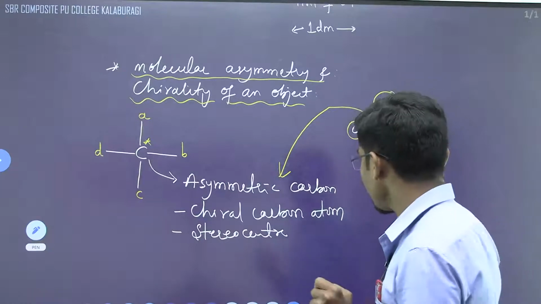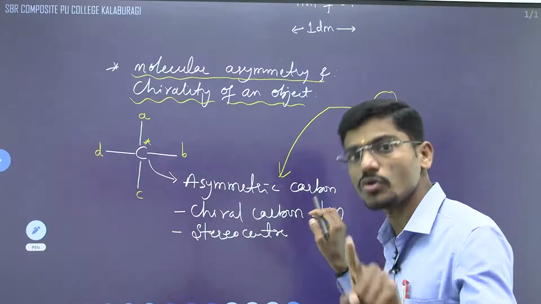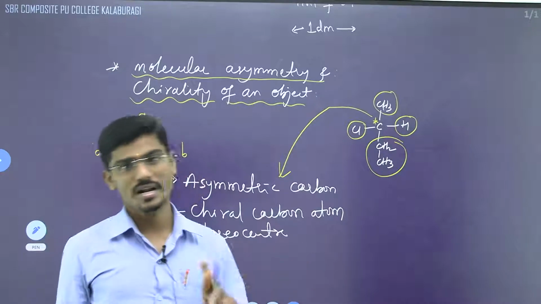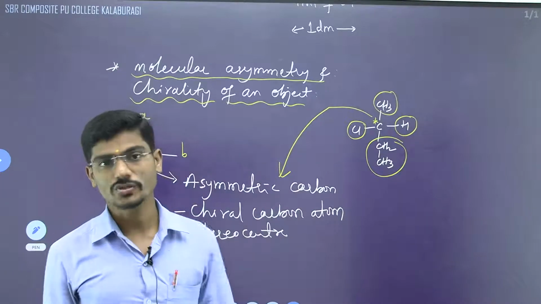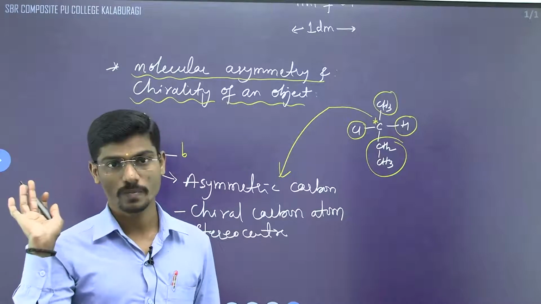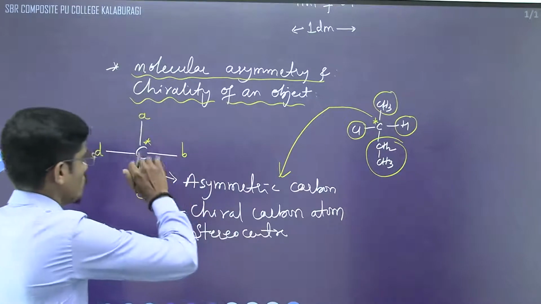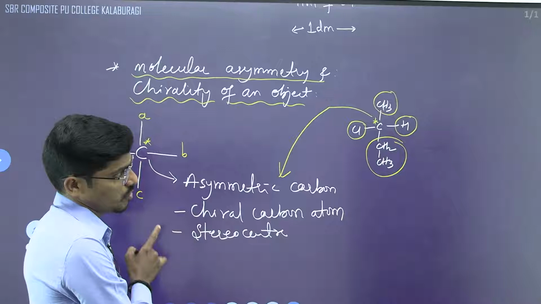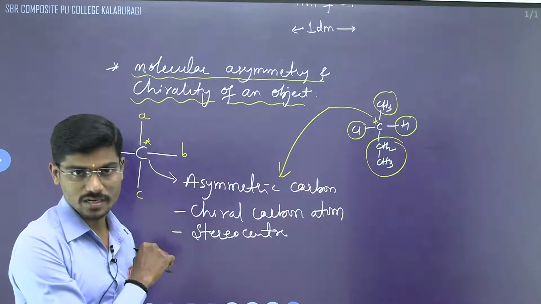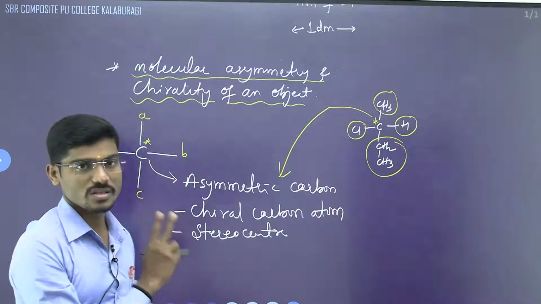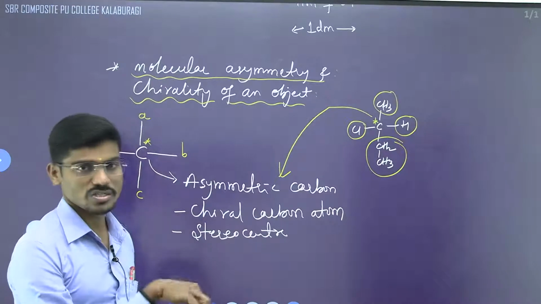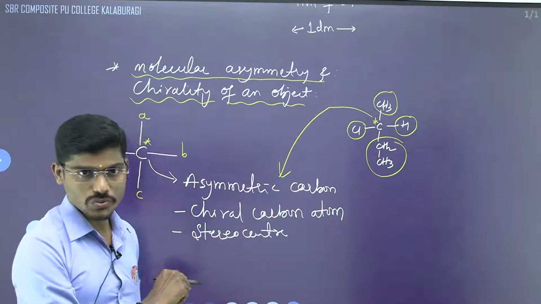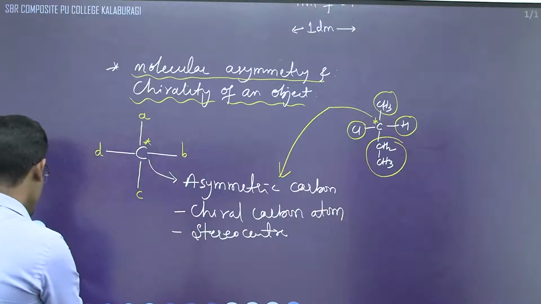If the compound contains an asymmetric carbon, then only it rotates the plane polarized light towards right or left. Then it is said to be an optically active compound, or else it is optically inactive. Make that clear. So number one, for optical activity, the compound must contain an asymmetric carbon, that is, a chiral carbon atom. The second point, it must rotate the plane polarized light either towards right or towards left. Is it clear?